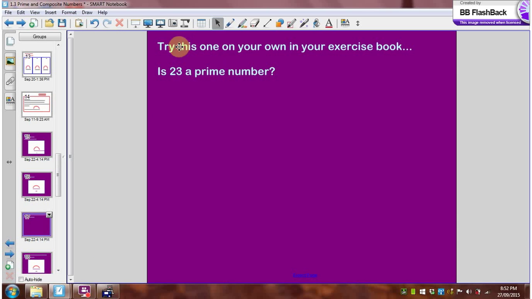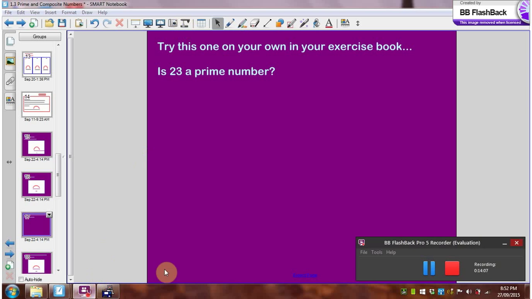Alright, so try this one on your own. I want you to make sure you write down the question here, and then give it a try. Is 23 a prime number? So pause the video and give that a try. Remember that all you have to do is find your factor rainbow and see if there's only one curve on it.